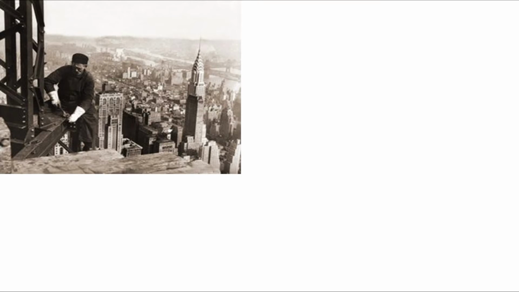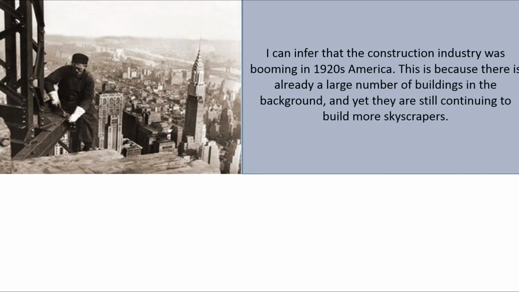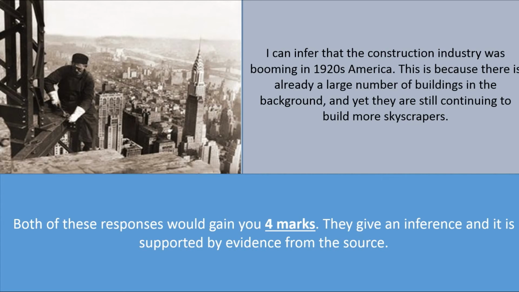So for a 4-mark answer, I can infer that America in the 1920s was extremely wealthy. This is due to the fact that they are able to afford to build the big skyscrapers I can see in the source. Or, this person might say, I can infer that the construction industry was booming in 1920s America. This is because there is already a large number of buildings in the background, and yet they're still continuing to build more skyscrapers. These will get you 4 marks.